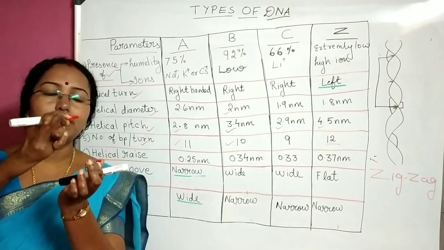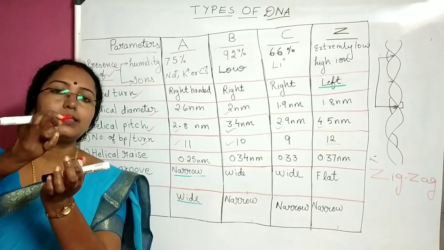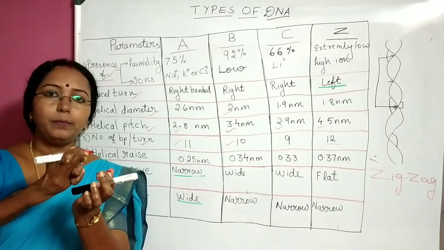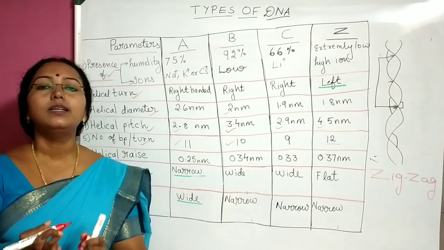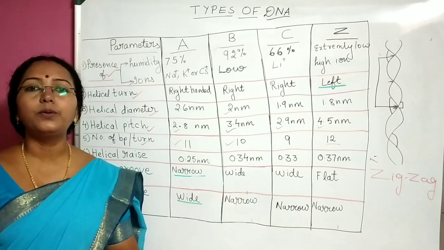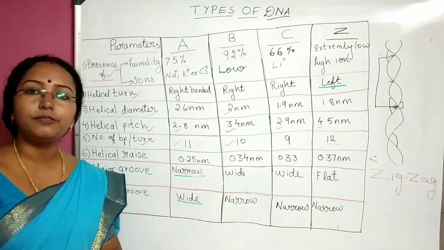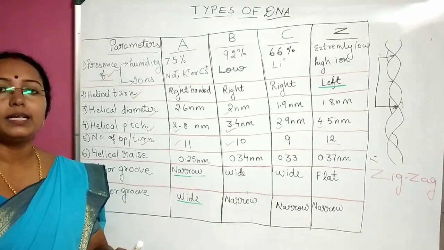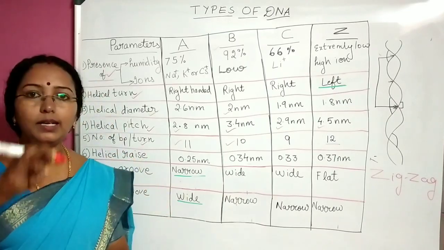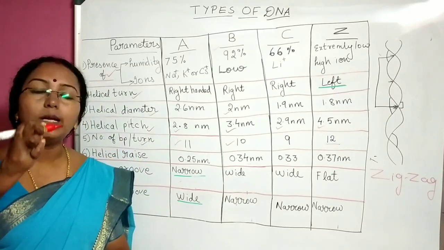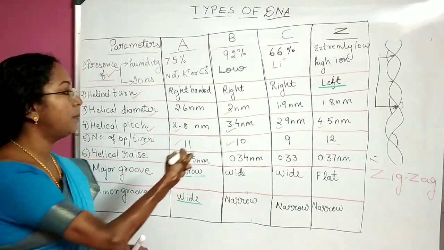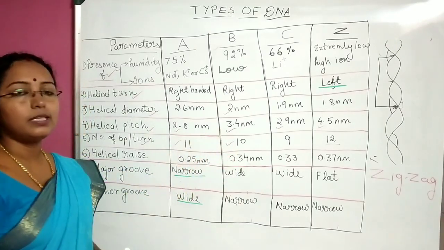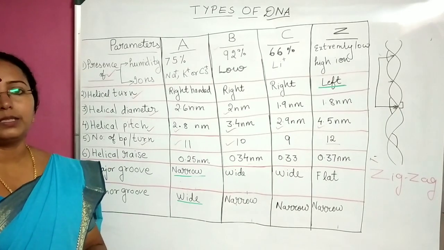The distance between two adjacent base pairs, one after the other, base pairs are coming, isn't it? The distance between these adjacent base pairs is 3.4 nanometer. Sorry, 0.34 nanometer. How do you get that? You divide the total length by the total number of bases present in that particular length. So that is 3.4 divided by 10. So that is 0.34 nanometer.